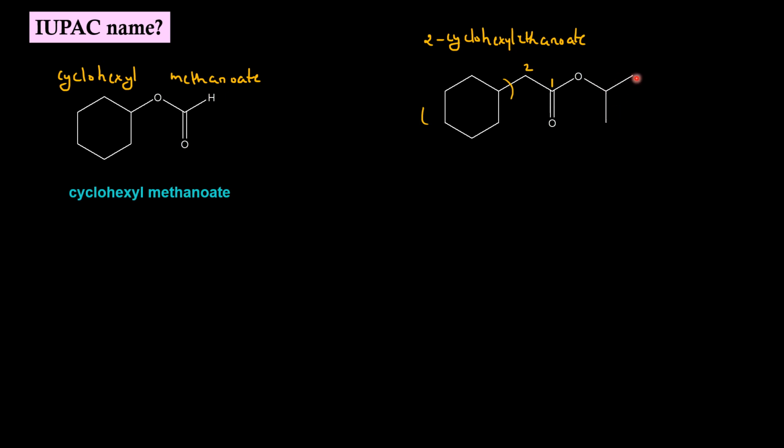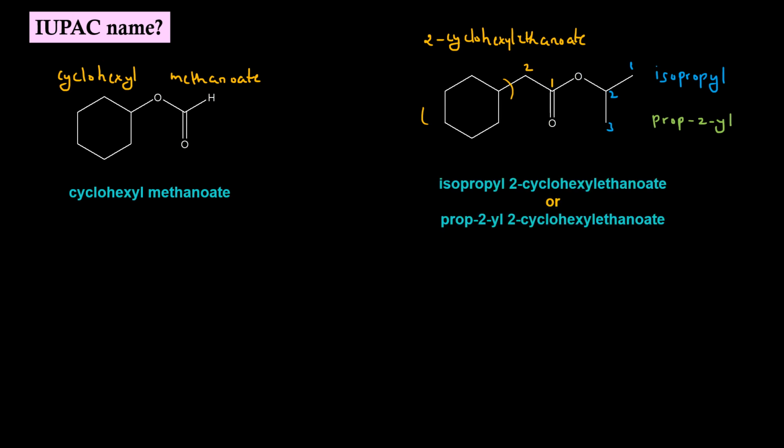Coming to the alcohol part, we can number this and name it isopropyl. If not, we can try to give the lowest possible number to this, that is 2. So the name will be propyl but attached at position 2. So prop-2-yl.